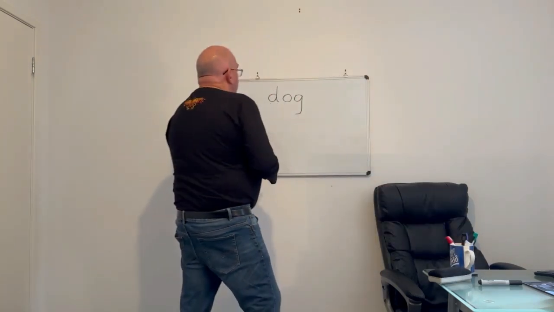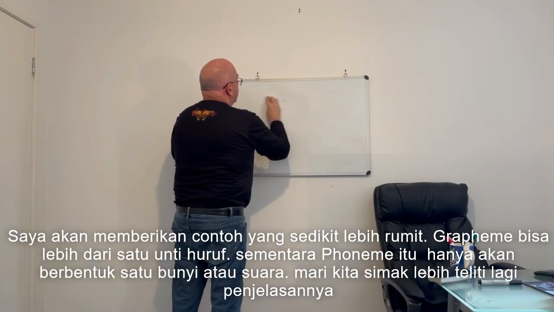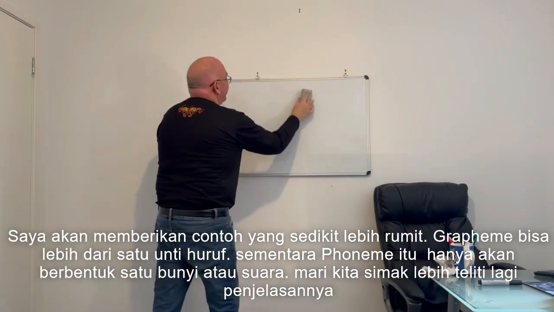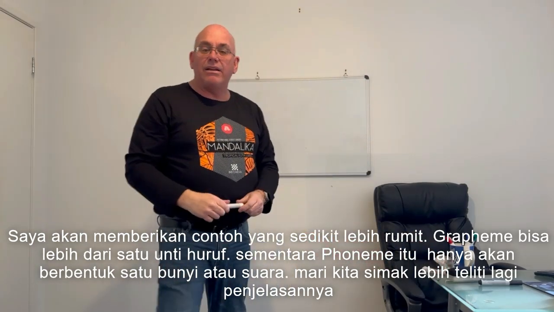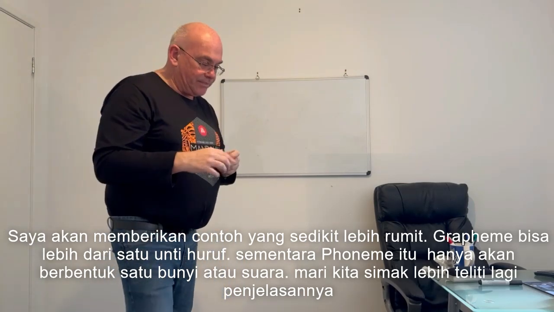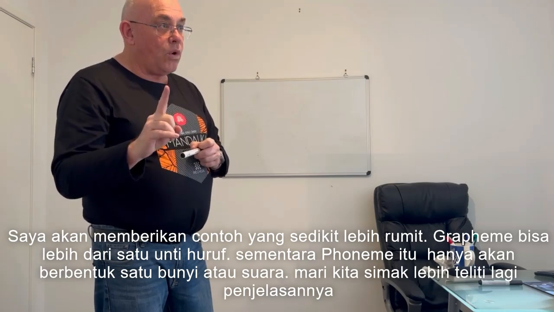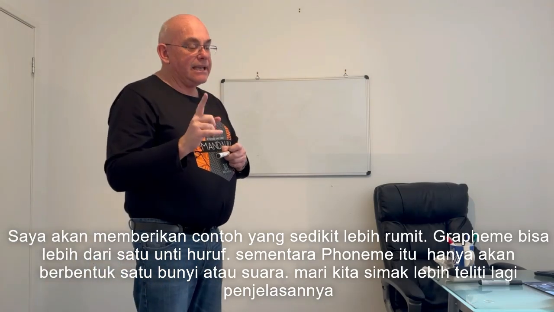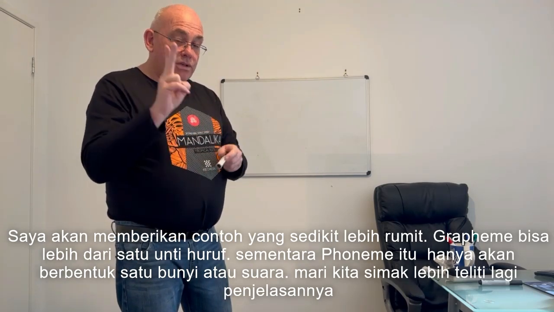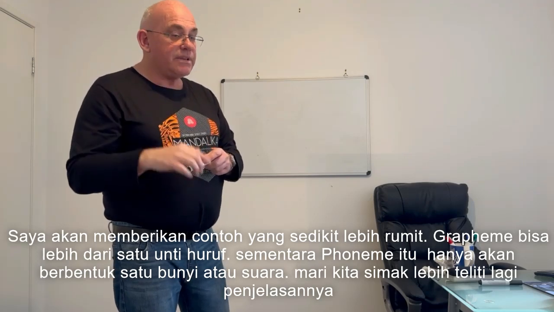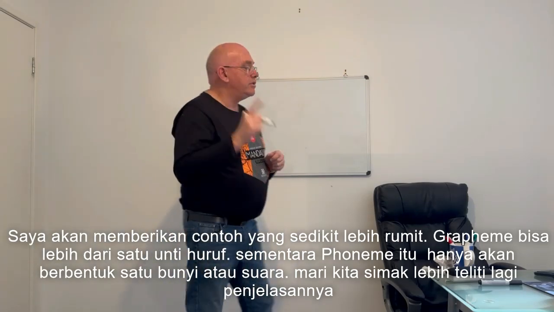Now, I want to show you something a little bit tricky. It gets a little bit harder now, and I'll show you what happens. Because sometimes the grapheme is more than one letter. I'll just say that again. The grapheme can be more than one letter. It could be two letters. Okay, I'll show you some examples.